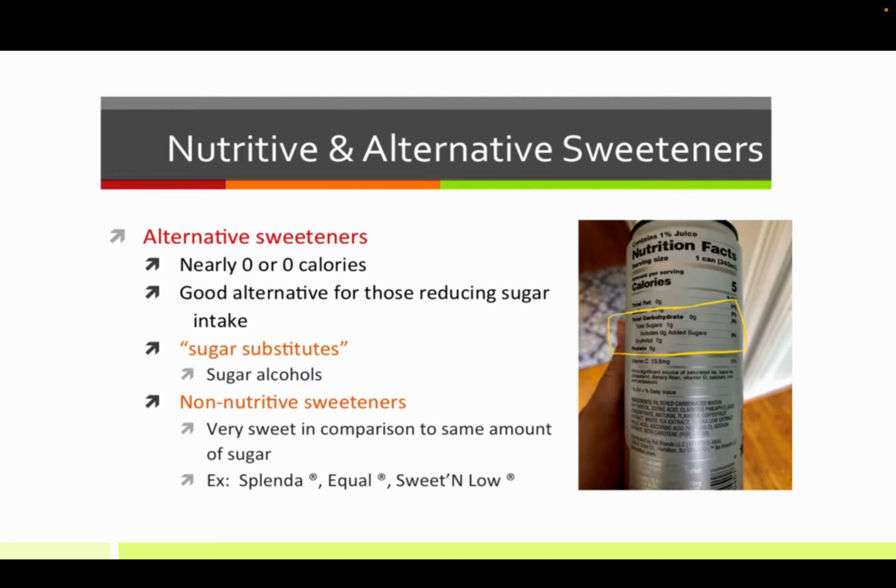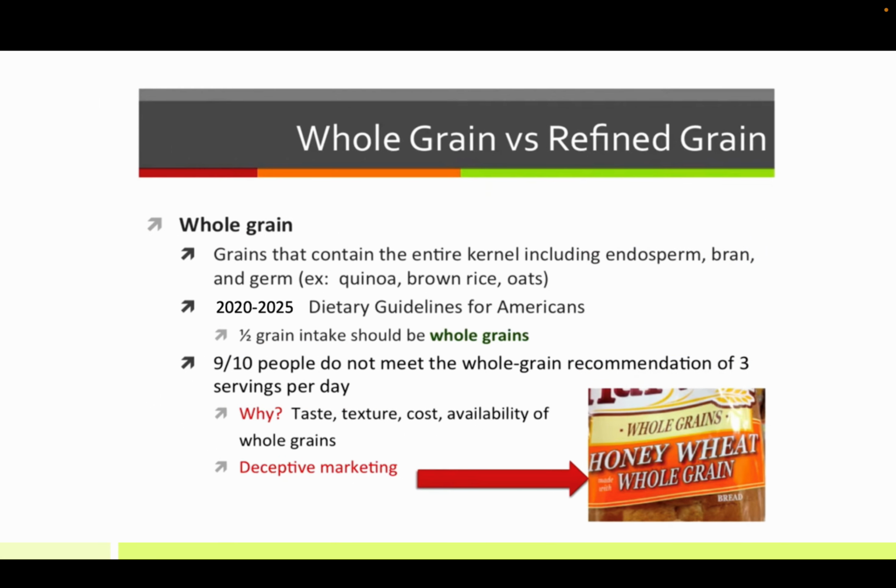However, sugar alcohols are not considered added sugar since they do not actually add calories. The other group of alternative sweeteners are the non-nutritive sweeteners such as stevia, Splenda, Equal, or Sweet and Low, which are very sweet in comparison to the same amount of regular sugar. They are derived from plants, herbs, or even sugar itself. Now, table 4.5 in our textbook shows the comparison of the sweetness of several non-nutritive sweeteners compared to regular table sugar. I provided additional information about the stevia making process in the chapter materials in Module 4 on the Canvas site. So if you get a chance, take a look at that too.